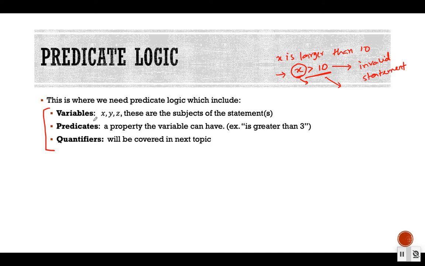Predicate logic has variables. Variables mean x, y, z. They will be the subject of the statement. A predicate means a property of the variable. And quantifier, we're going to talk about that in the next topic, but the mandatory ingredients of a predicate logic are the variable and a property. Now instead of just writing x greater than 10, we can actually write a predicate logic something like that.